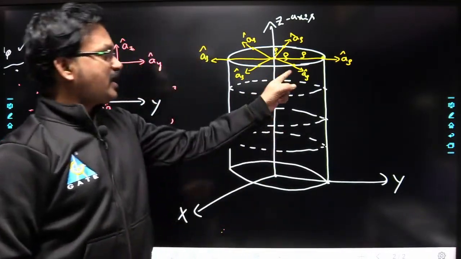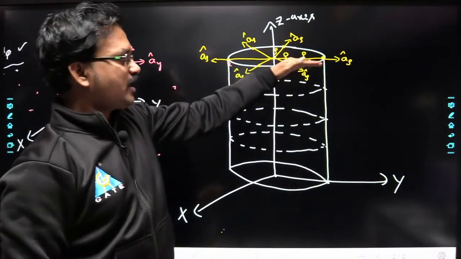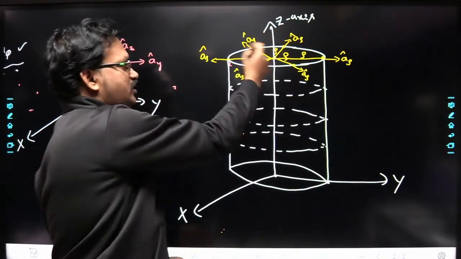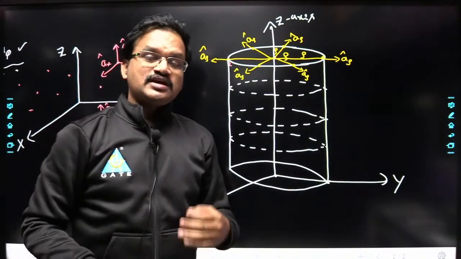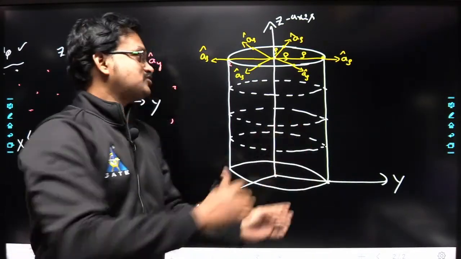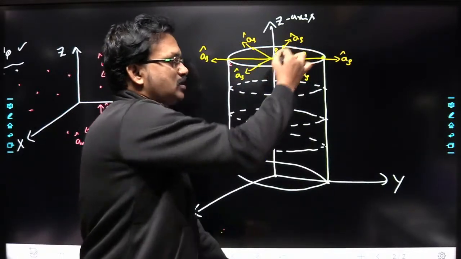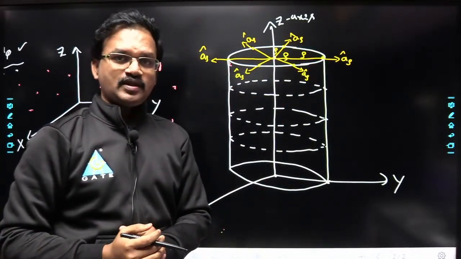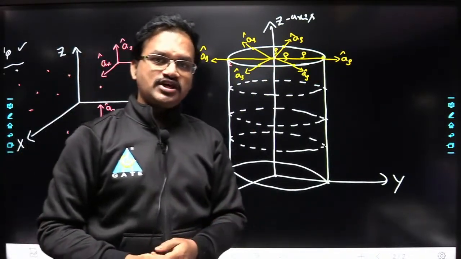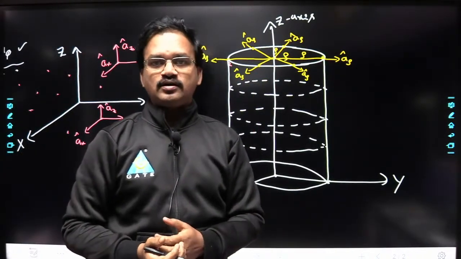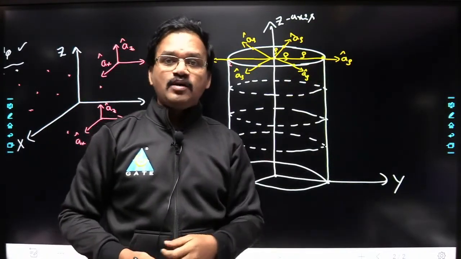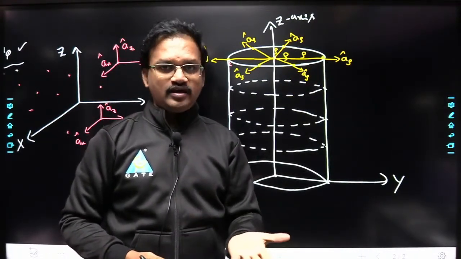Yes or no? See, at this location it is pointing in this direction, at this location it is pointing in this direction, at this location it is pointing in this direction, and so on. Understood? So that means the direction of a_phi cap is not fixed. Yes or no? It is varying as you move along what? As you move along the circumference of the circle. Understood? So as you move along the circumference of the circle, what is going to change here? Phi is going to change or not? Yes or no? So that means this direction of a_phi cap is depending upon what here? Is depending upon phi. Yes or no?